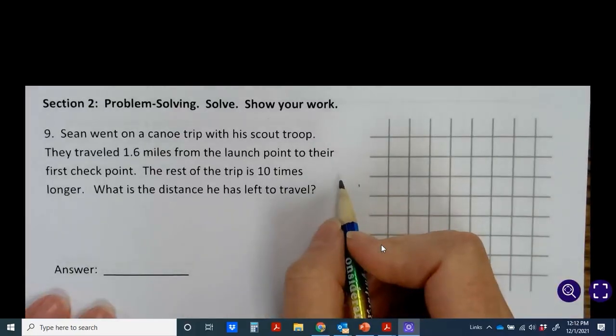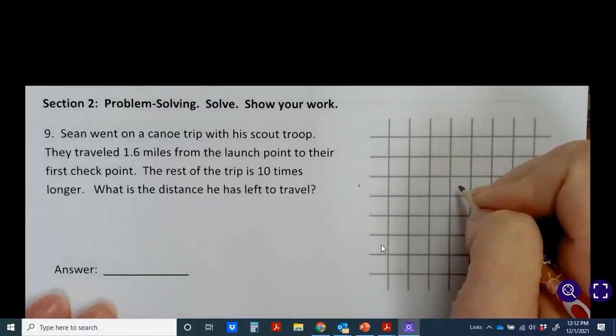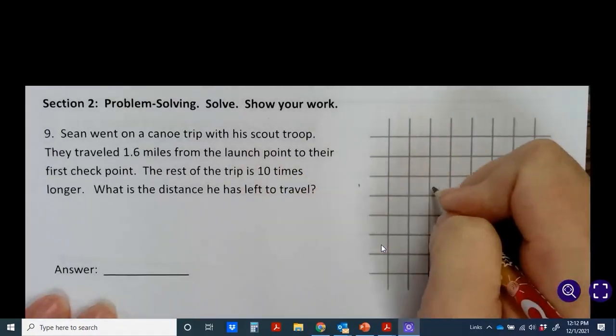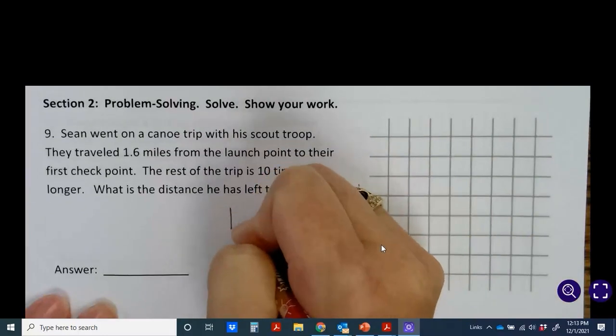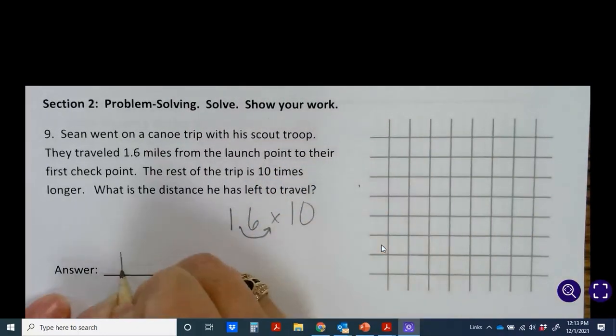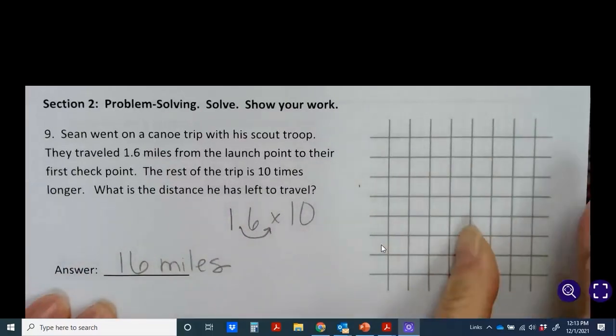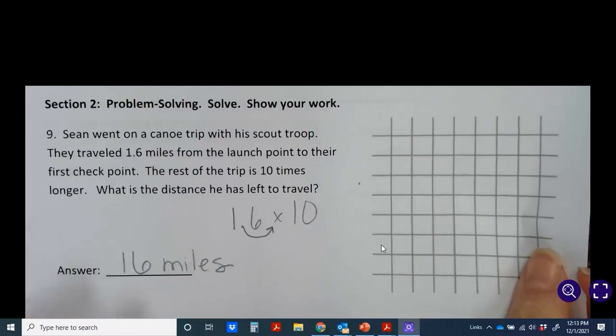To their first checkpoint, the rest of the trip is 10 times. Okay, so yeah, 10 times. So we actually don't need this because we can just do this with mental math. 1.6 times 10, just move the decimal over once, so that's 16 miles they have left, which is good that they're in a canoe. And hopefully they're going with the current.